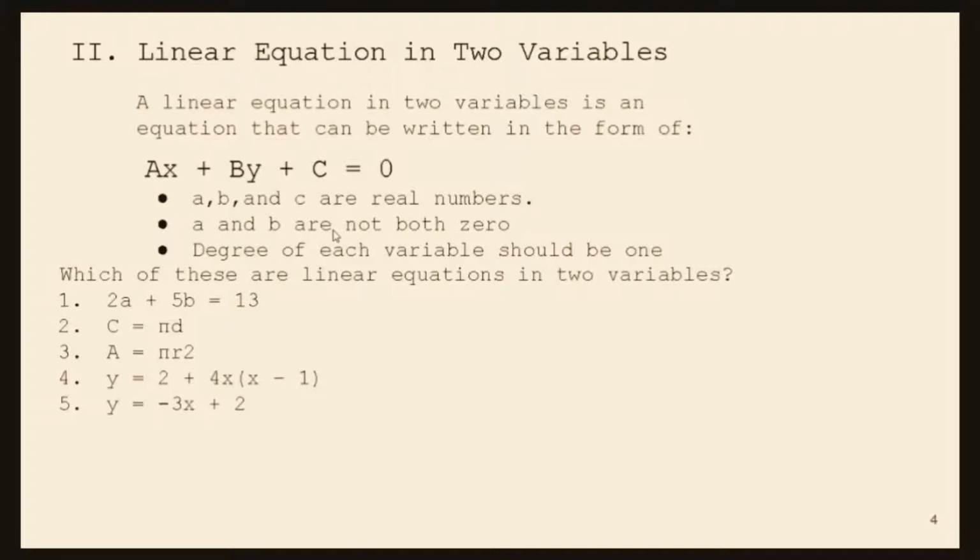Tapos, dapat rin, yung degree ng bawat variable is equal to 1. Kasi nakita nyo ba dito, nakasulat ba dyan, x squared, x cubed, y squared, y cubed ba? Di ba hindi naman, x tapos y lang. Basta kailangan yung degree is 1 lang talaga. Kasi kung naging squared yan, naging cubed yan, hindi na yan linear equation. So, those are the factors that you will consider para malaman mo kung linear equation ba yung variables na yon.